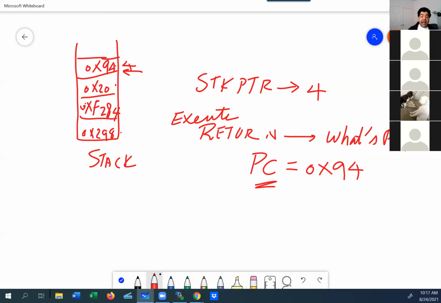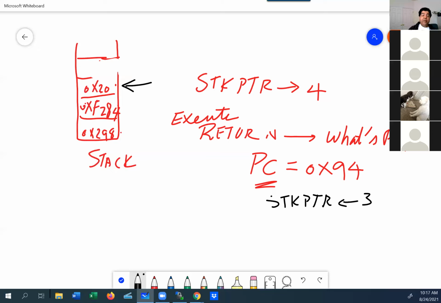What happens to the stack? What happens to the stack is 94 is gone. Now the stack pointer is pointing here. So after this happens, now the stack pointer is 3. Okay.